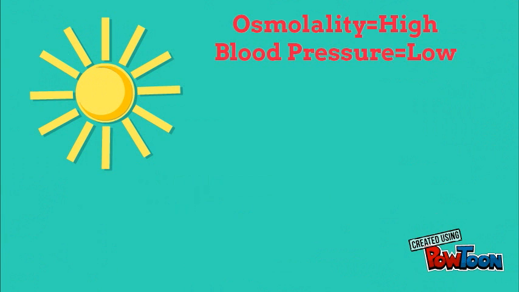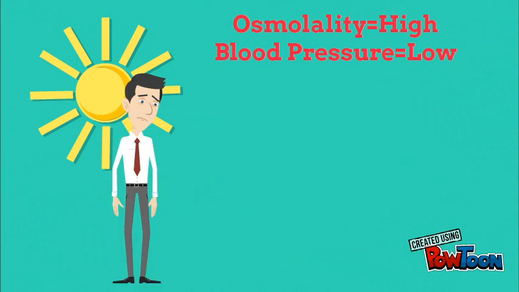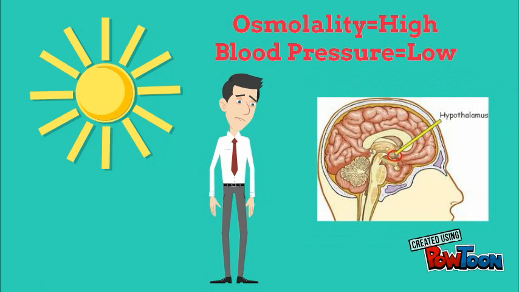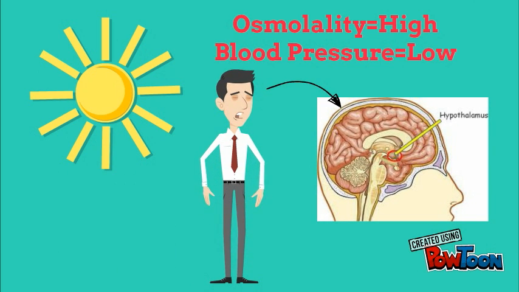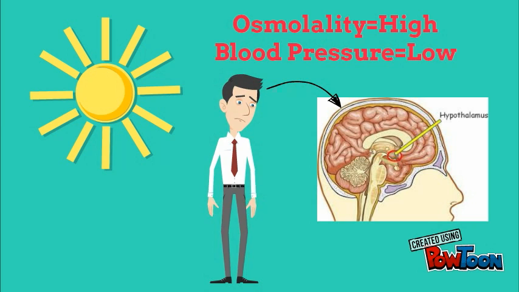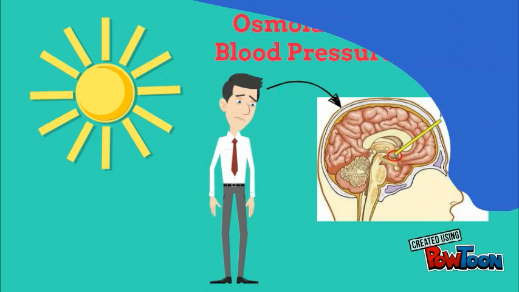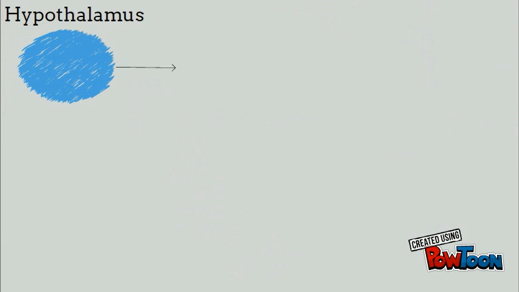The main two conditions of this are that osmolality is high and blood pressure is low. The low blood pressure and high osmolality are deviations from homeostasis. The body has its own mechanism to counteract these changes, which influences water volume. The hypothalamus is in charge of osmoregulation. The hypothalamus detects that the body cells do not have enough water.